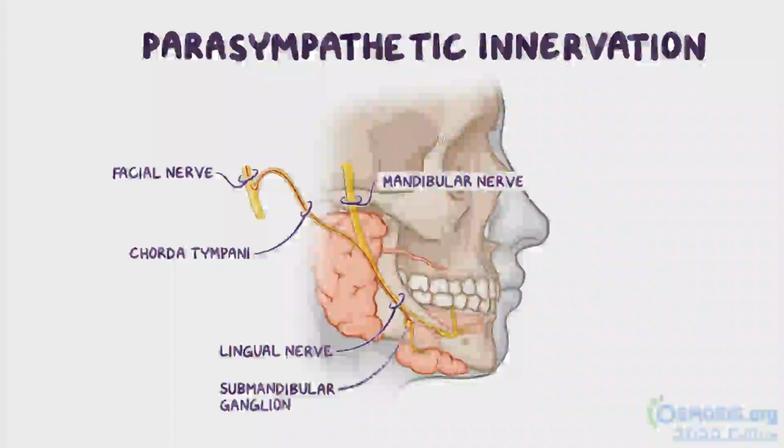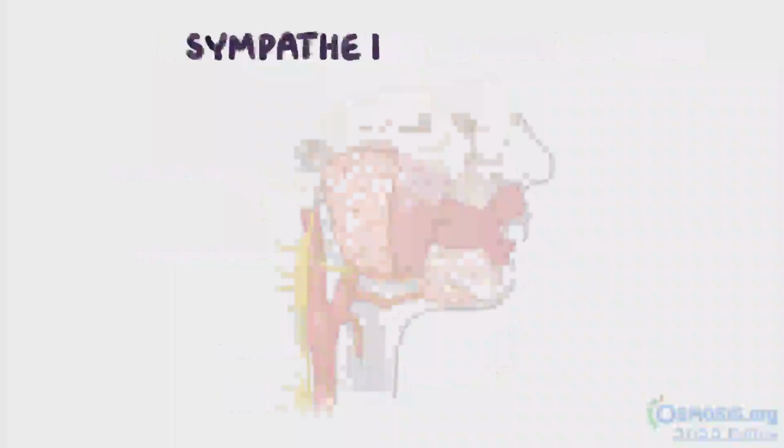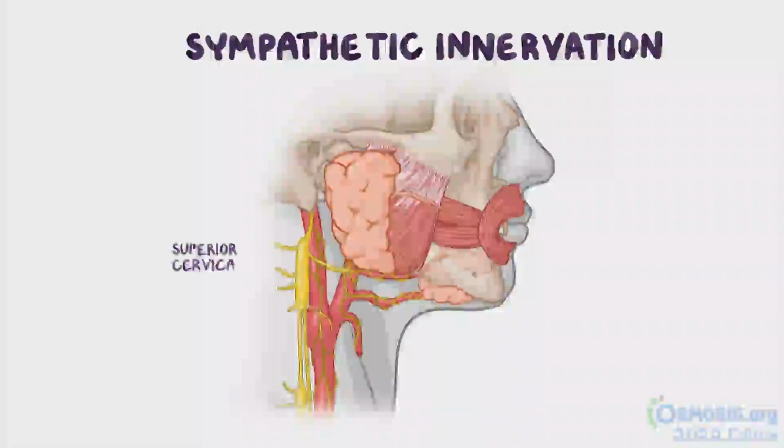Here, the fibers synapse with postganglionic neurons in the submandibular ganglion, which lies near the third mandibular molar, hanging just below the lingual nerve. From the submandibular ganglion, some fibers continue to be carried to the glands by the lingual nerve, while others travel directly to the glands. Sympathetic fibers are provided by the superior cervical ganglion, which travel through the external carotid plexus and other periarterial plexuses to these glands.